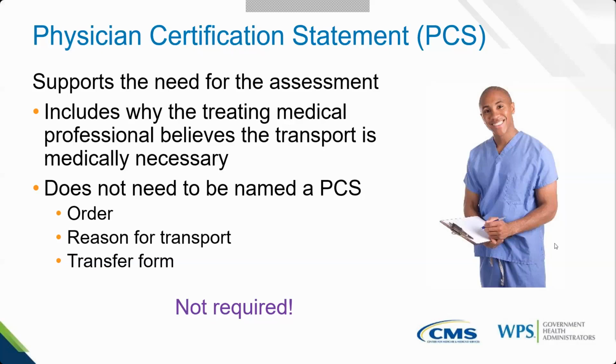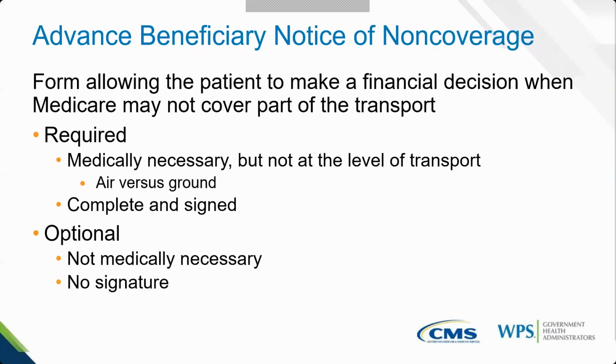All right. Advanced beneficiary notice of non-coverage. Many of you had questions on this. First of all, an ABN is very rarely needed, very rarely needed. The exception to that is when the patient is transported by air, but ground would suffice. Their medical needs do not prove that air is necessary. That's really the one big time when it will be used.